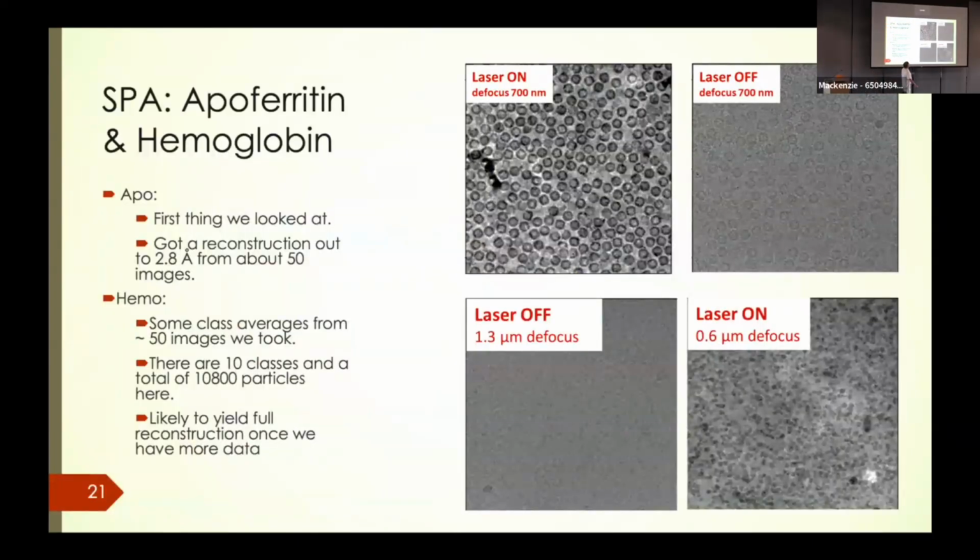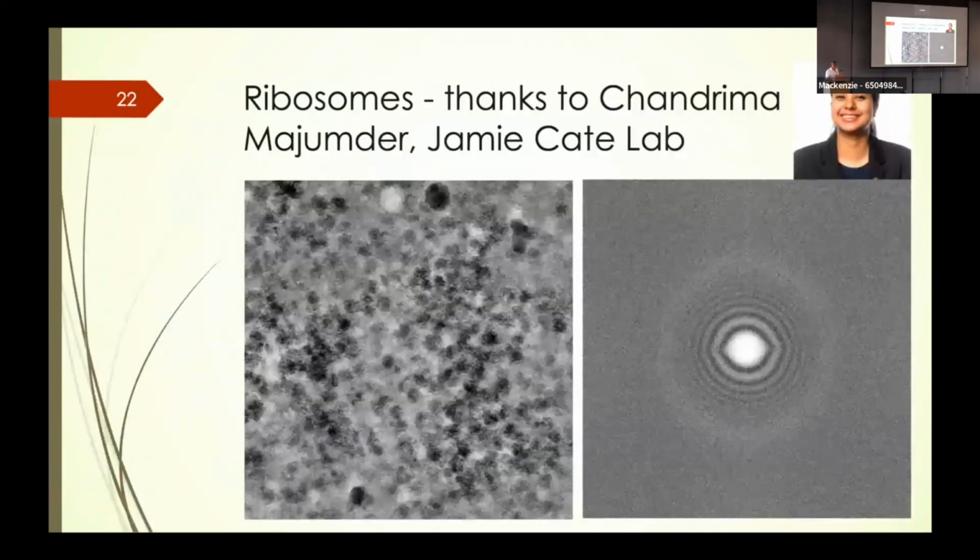Here's some nice images of apoferritin taken laser on versus laser off with the new microscope. You can see the particle-to-particle variation again. So when we took these images, we were under a little bit of a deadline pressure because I had to give a presentation to the sponsors. And so we took only 1 or 2 images of each type of specimen and then moved on to the next because we wanted to have a gallery of what you can do with this. So let me show you this gallery. Here are ribosomes.